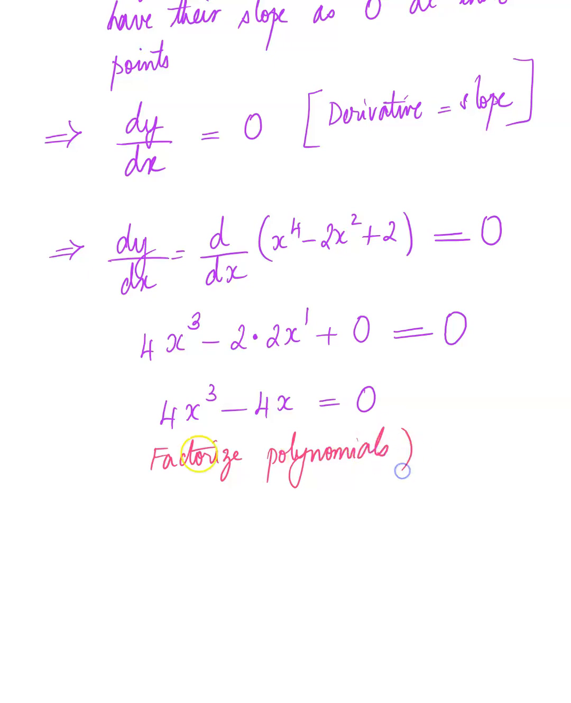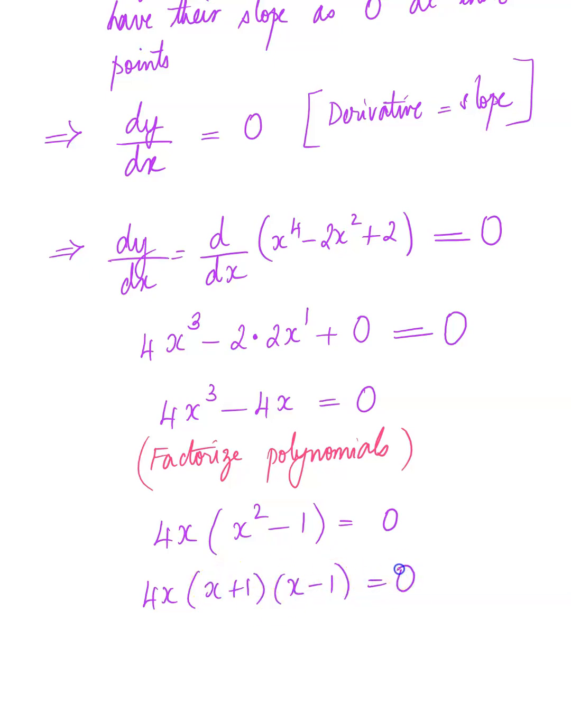That is very, very important. Otherwise, we'll lose one of the x's. We lose the power. So 4x is pulled out. We're left with x squared minus 1, which is equal to 0. Always factorize. So x squared minus 1 is a difference of squares. So that's x plus 1 times x minus 1 equals 0.